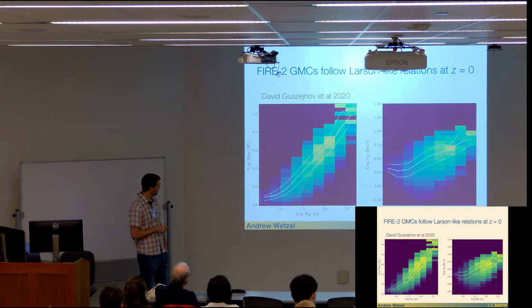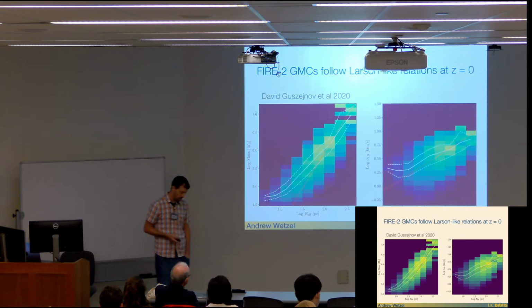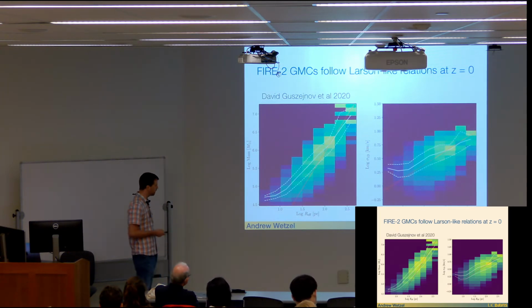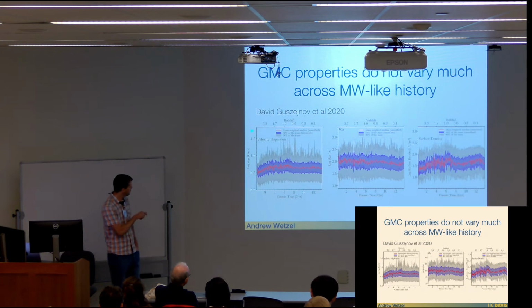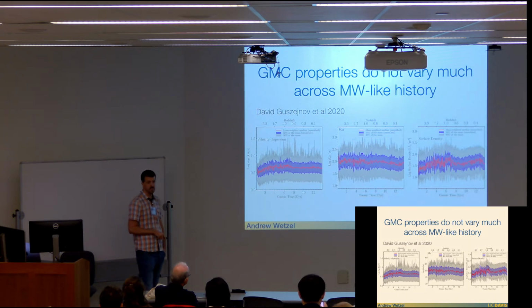So David also looked at whether the internal properties of the clouds are varying. So here's the time evolution of the internal velocity dispersions, time evolution of the sizes, time evolution of the surface densities of these clouds. And we see very little systematic evolution in the properties of these clouds across Milky Way histories.